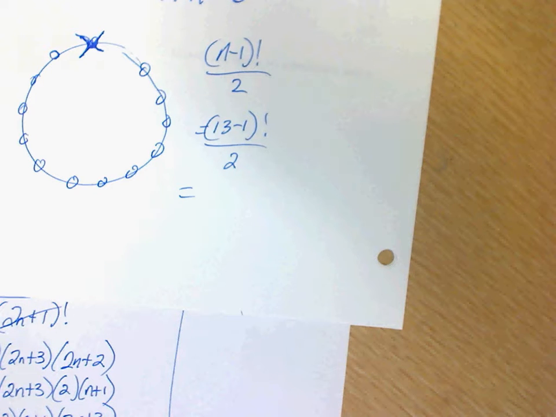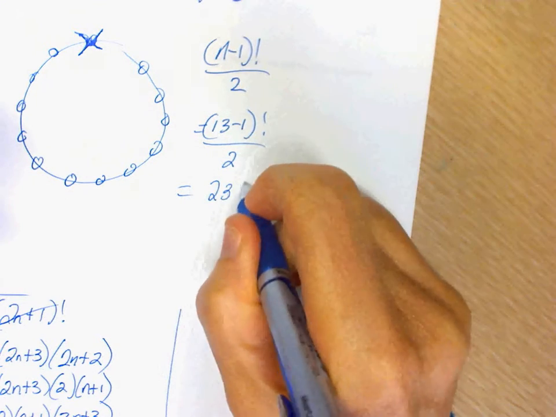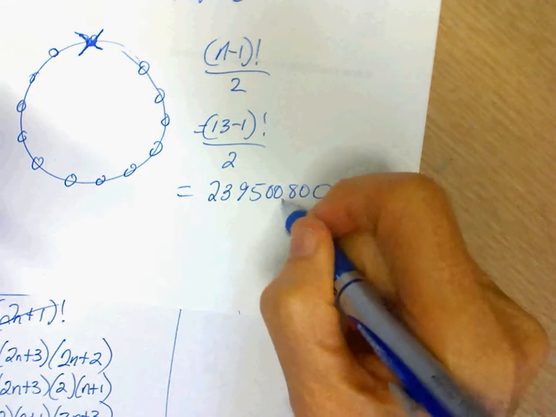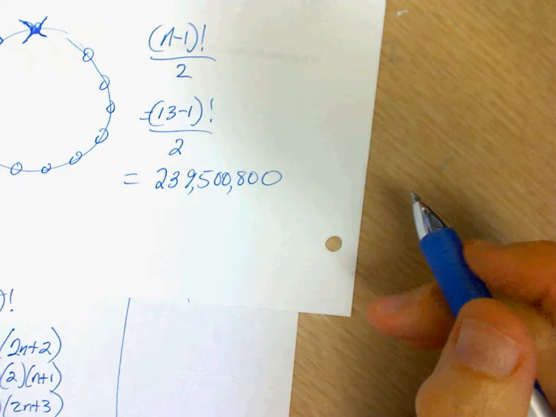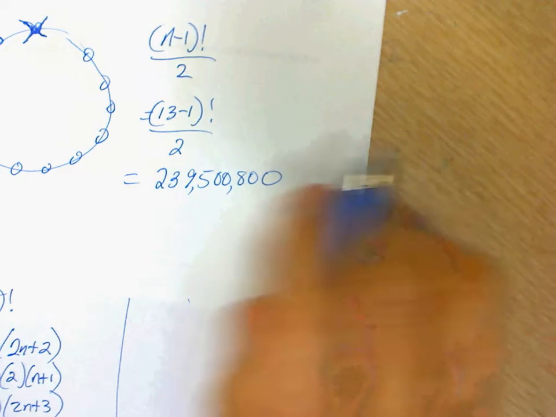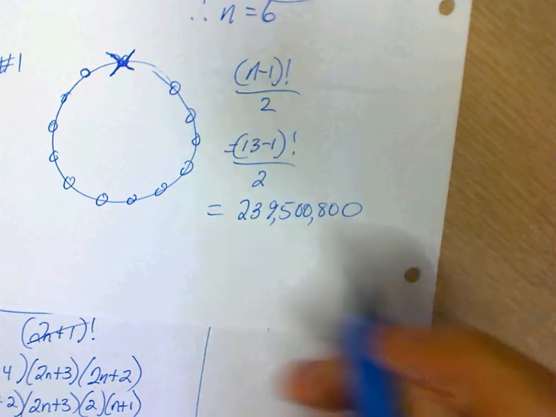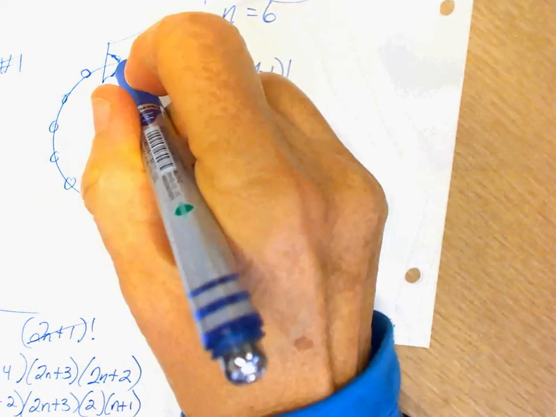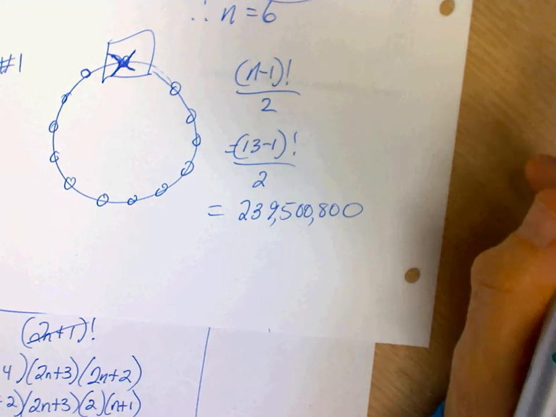I get 239,500,800. That's your answer, and these are all arranged relative to the knots. Absolutely.